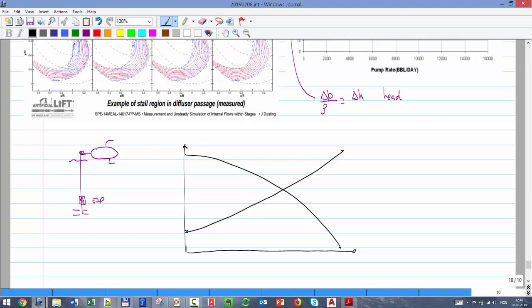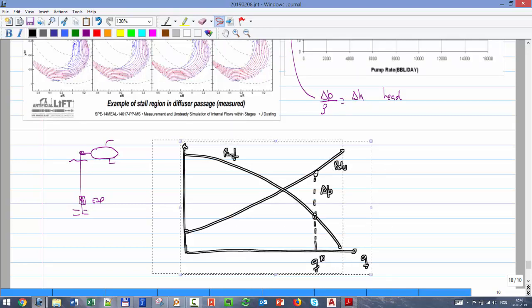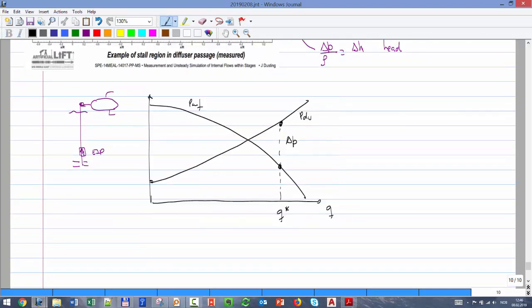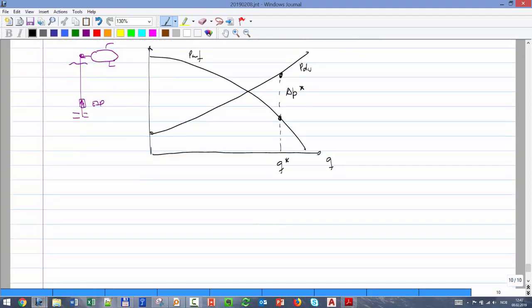Okay, that will be PWF, and it will be P discharge, and that's the rate, and I now want to operate here. That's my delta P versus Q star. Now let's plot that combination, delta P star and Q star, on the operational map of the pump.